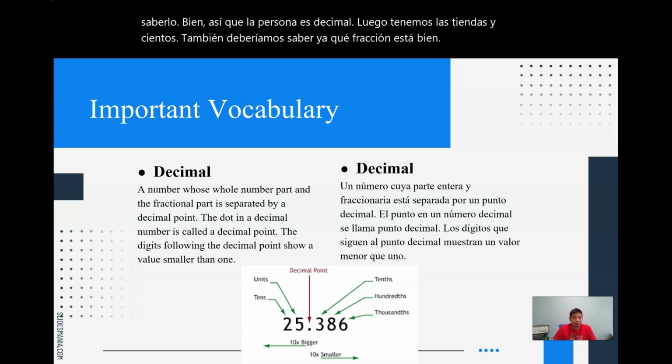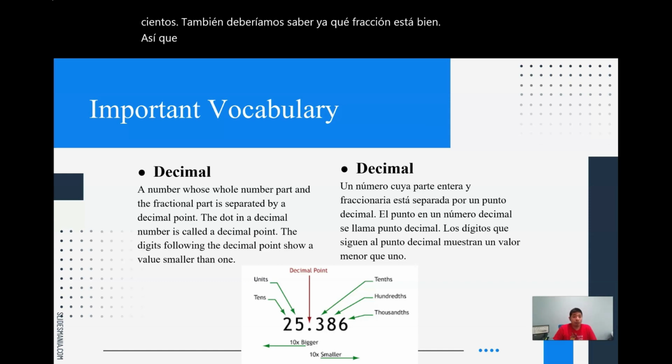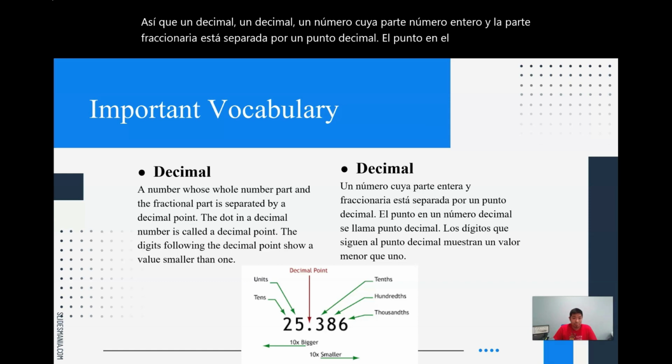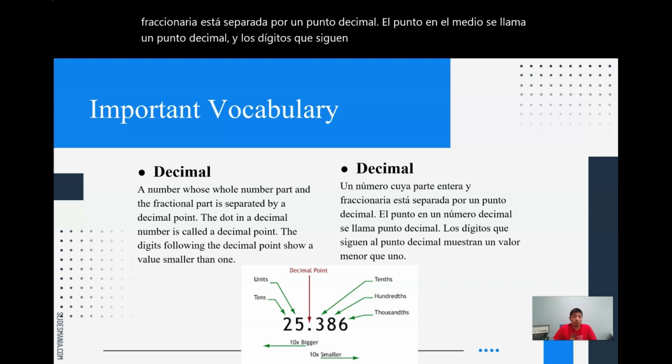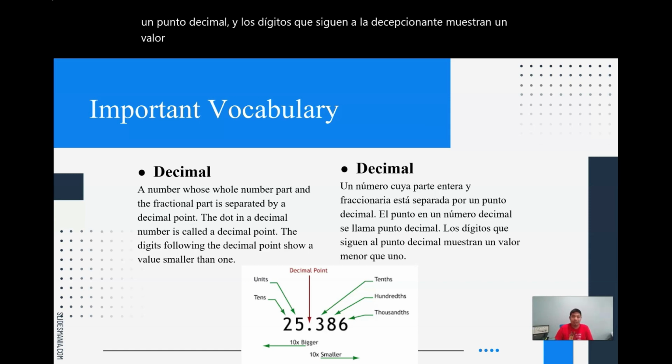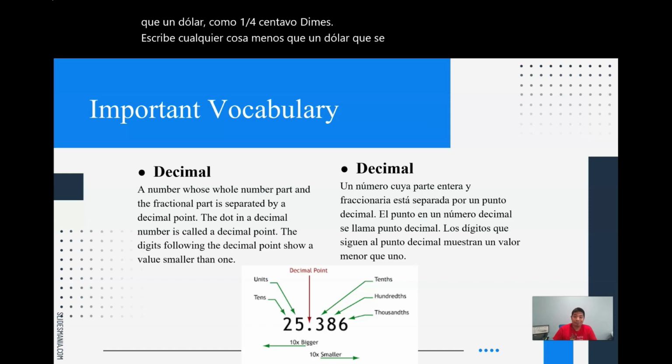So a decimal, a number whose whole number part and the fractional part is separated by a decimal point. The dot in the middle is called a decimal point, and the digits following the decimal point show a value smaller than 1, okay? So imagine like if I have a $1, anything less than $1, like a quarter, penny, dimes, right? Anything less than $1, that would be considered a decimal or a fraction, okay? And we're gonna learn more about that.